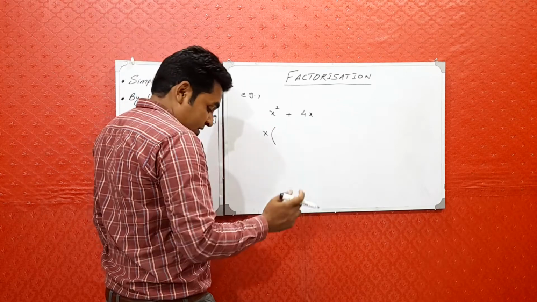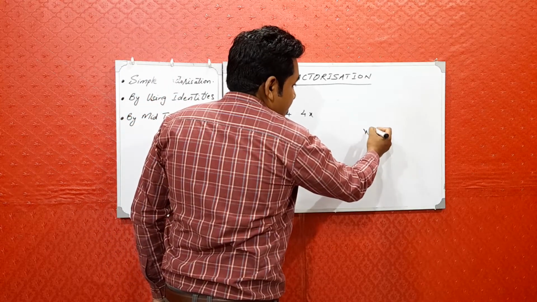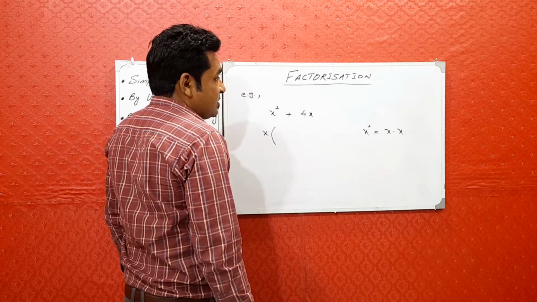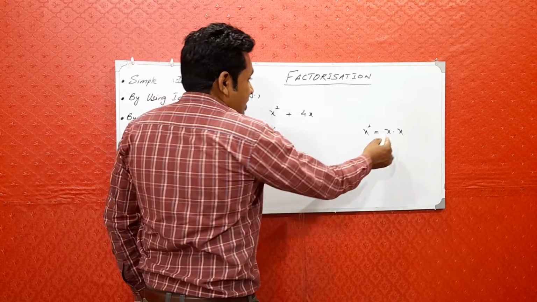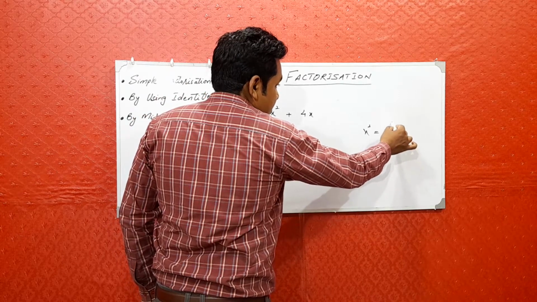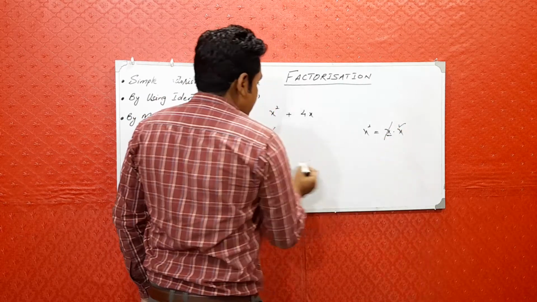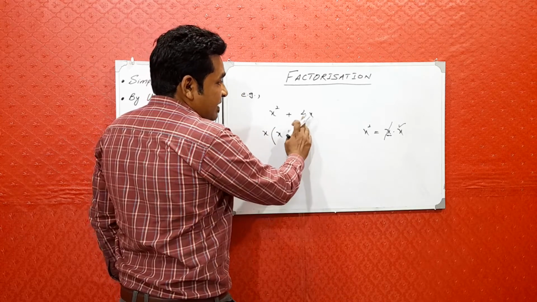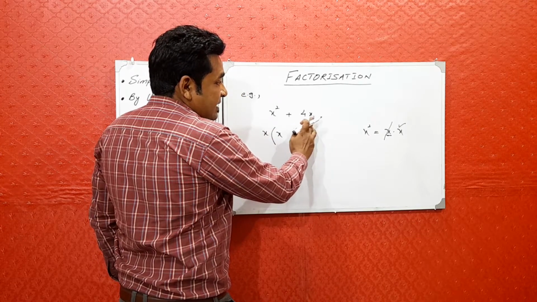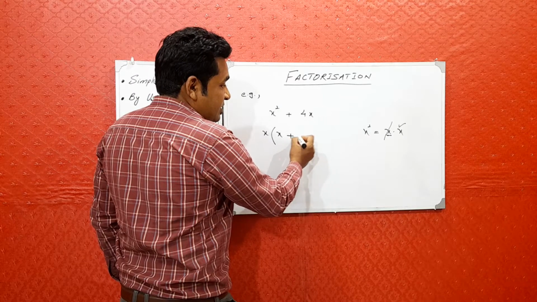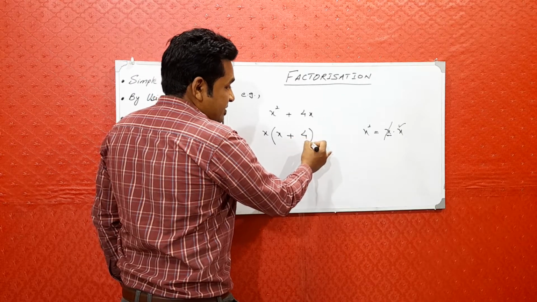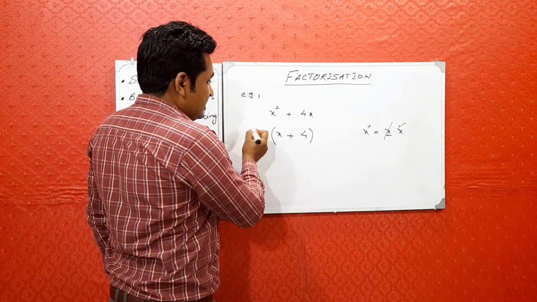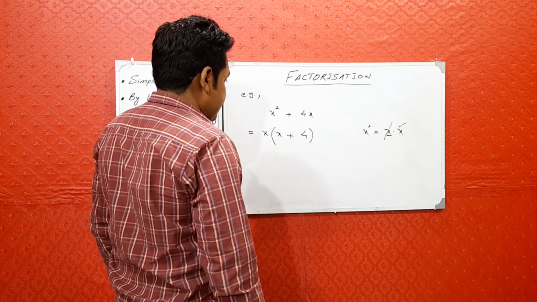x squared is a product of 2 x's. One x we have taken common, so you can cancel it. The other one which is left over, you will write in bracket. In the same way, 4x is a product of 4 and x. x you have taken common, what is left over? 4, that we write here. So this is the factorization. We have done factorization of this expression.